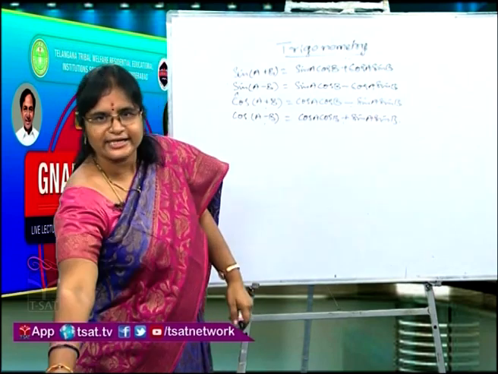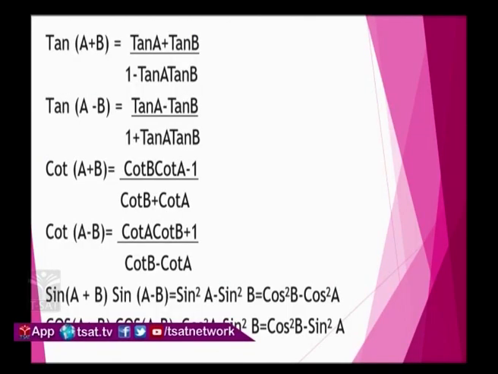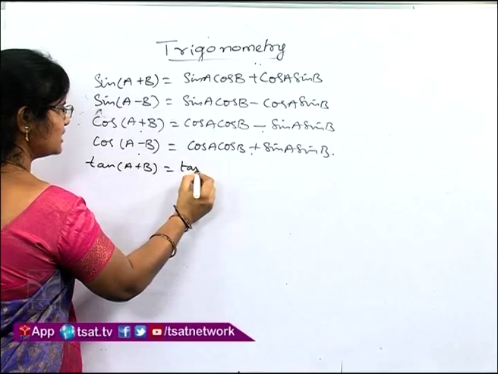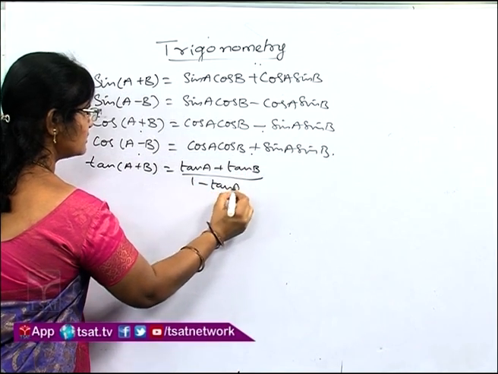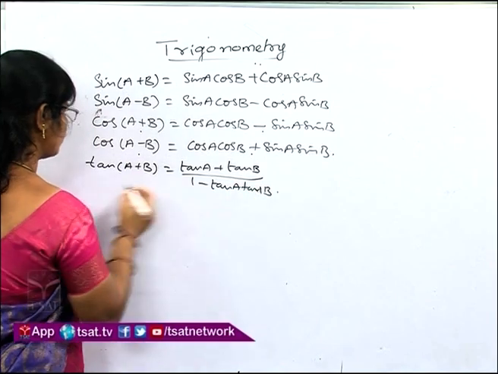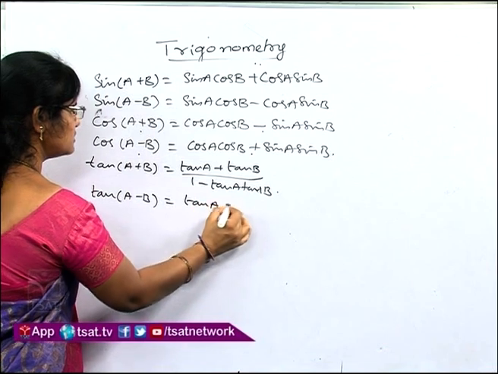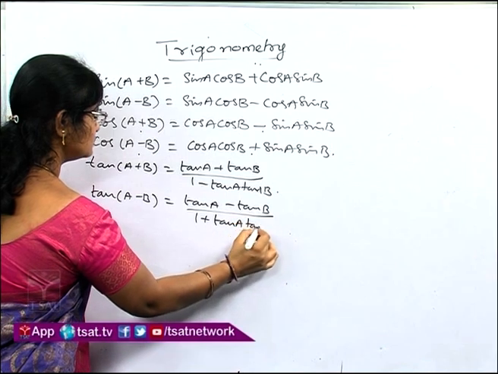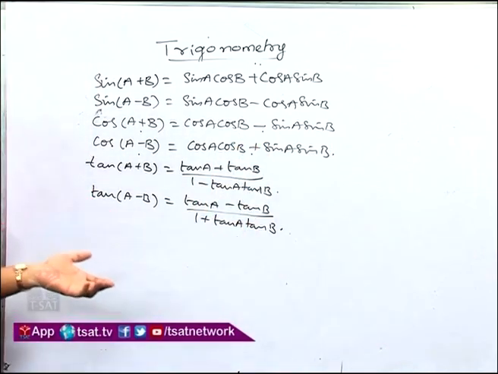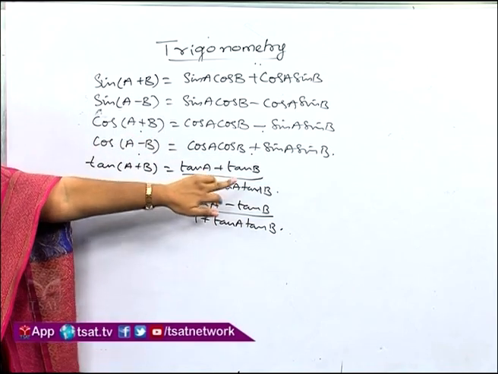So, let us see the next formula, tan of a plus b. Here also, children, tan of a plus b is tan a plus tan b by 1 minus tan a into tan b, and tan of a minus b, if you take, tan a minus tan b by 1 plus tan a into tan b. So, with some logic here also, tan of a plus b means tan a plus tan b by 1 minus tan a into tan b.